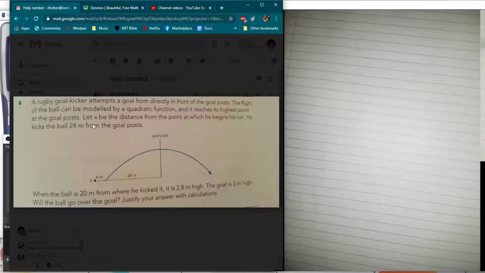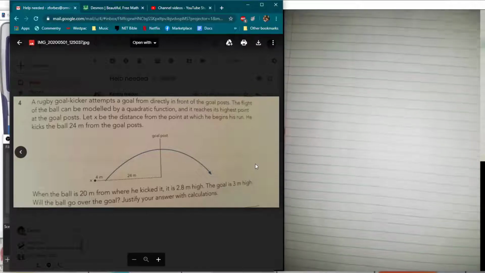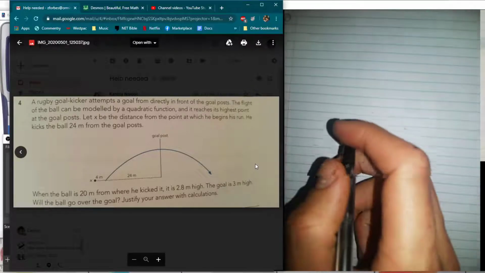Oh, this picture's beautiful. It's got everything we need. When the ball is 20 meters from where he kicked it, I'm guessing it's like here, it is 2.8 meters high. The goal is 3 meters high. Will the ball go over the goal? Okay, sweet. So they've already got all of the picture there, which I think is generally the hardest part.